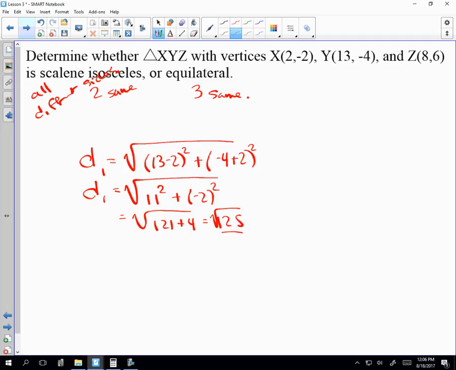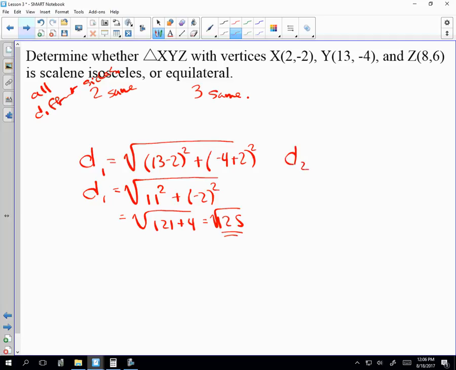Now, notice, I'm just going to leave this here. I don't have to turn it into a decimal value, turn it into any other value, because if I'm comparing lengths, I can compare them in their square root form. So I found length 1. Now I'm going to find length 2.